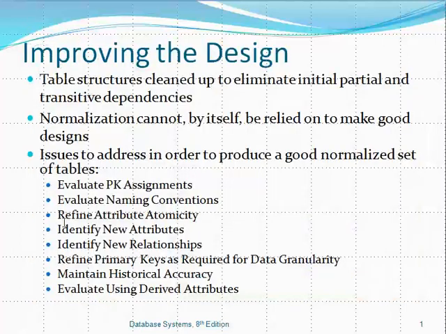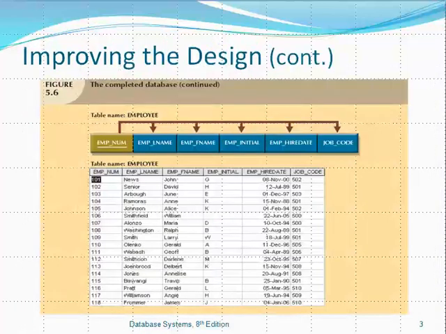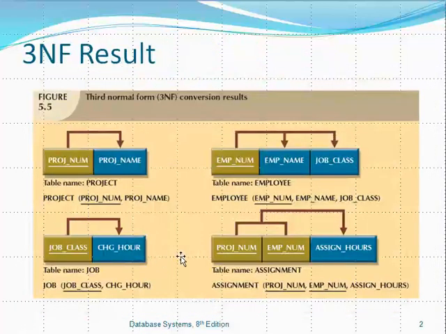Now, another issue will be to identify new attributes, which are not in the diagram, but which are necessary in our problem. And here we may have new attributes related to the employee, like hiring date, related to the project, start date and end date. Related to the assignment is whether it's active or closed, if the employee no longer worked for that project. So we may have various new attributes that might be necessary in this diagram.